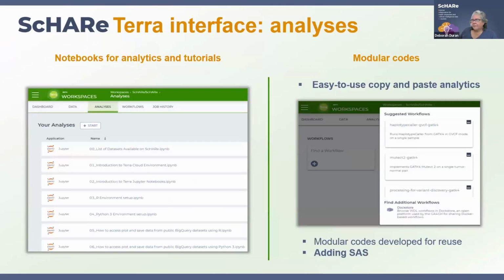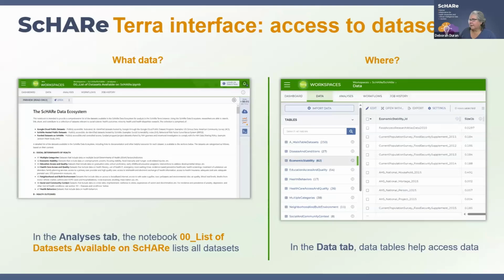We also have, as you can see, these notebooks consist of many codes. So it's cut and paste analysis. It allows you to just go in and cut and paste a code so you don't have to write it out yourself. And if we have time, Luca is going to go over some of those for you and show you how to do that. And we have over 260 data sets in the ScHARe platform now.